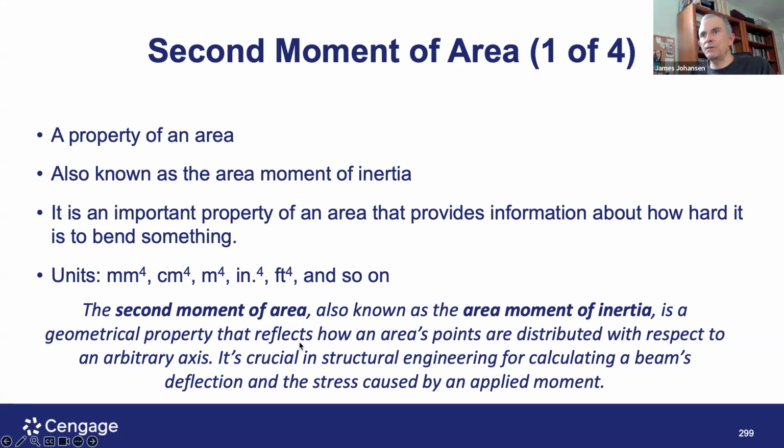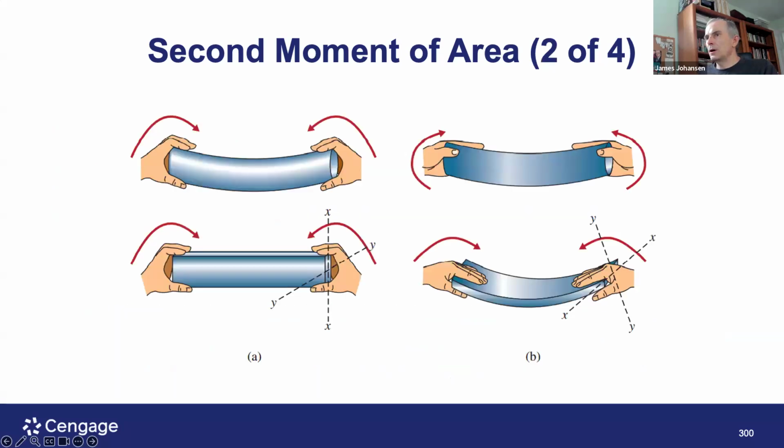The second moment of area, also known as the area moment of inertia, is a geometrical property that reflects how an area's points are distributed with respect to an arbitrary axis. It's crucial in structural engineering for calculating a beam's deflection and the stress caused by applied moment. So with the next couple of charts, once you see the video, I think it'll make a little more sense, but it's about how much you can bend.